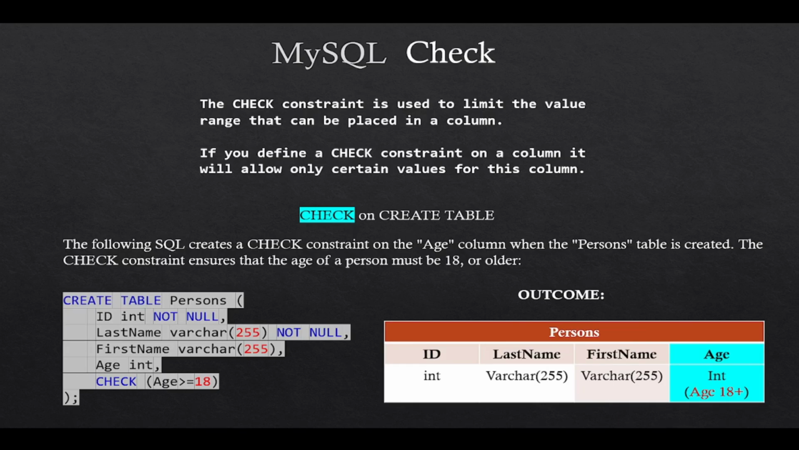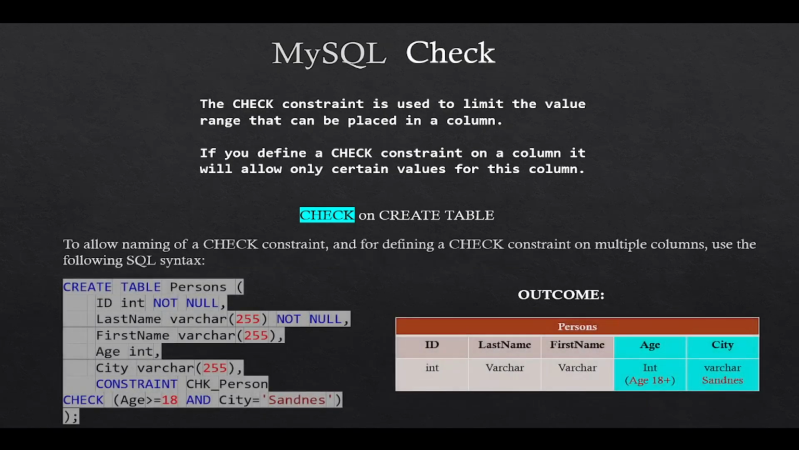So next one is defining a CHECK constraint on multiple columns. For this example, we have CREATE TABLE Persons, ID int NOT NULL, LastName varchar(255) NOT NULL, FirstName varchar(255), Age int, City varchar(255). Then CONSTRAINT. The constraint is used to limit the data in the table. So CHK_Person CHECK (Age >= 18 AND City = 'Sadness').